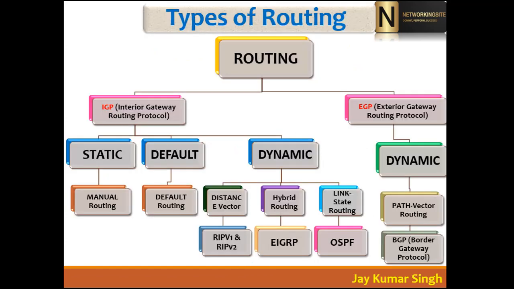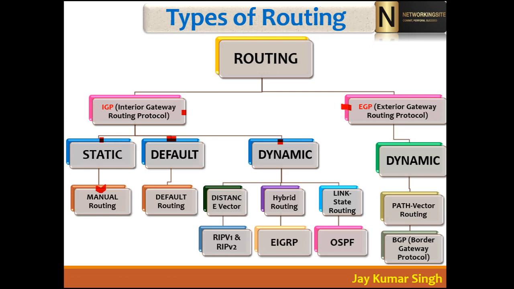Yesterday we talked about types of routing. We have multiple types of routing: interior gateway routing protocol and exterior gateway routing protocol. We have seen some types of IGP. The interior gateway routing protocol is used inside the company or inside the domain, and those are static, default, and dynamic. We talked about static yesterday, which was manual routing, so all routing is configured by the administrator only.